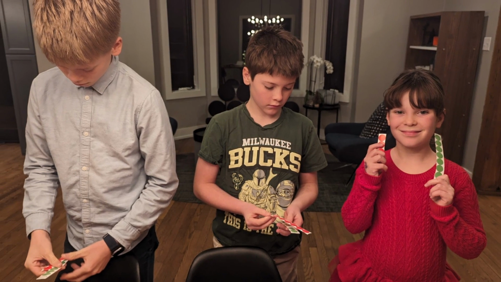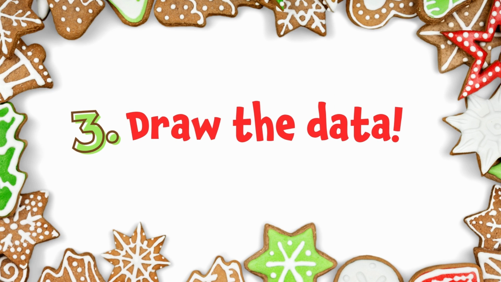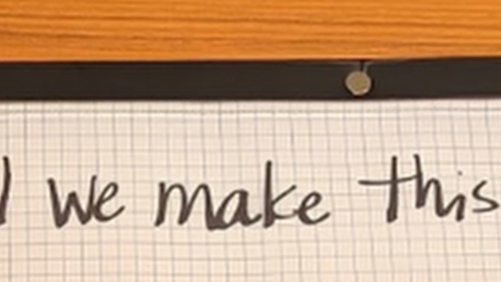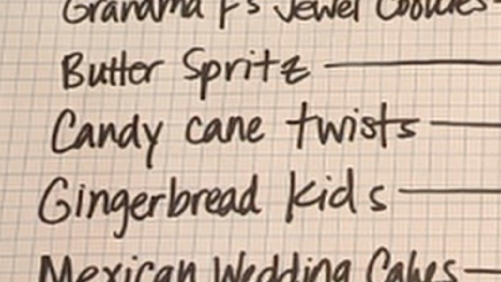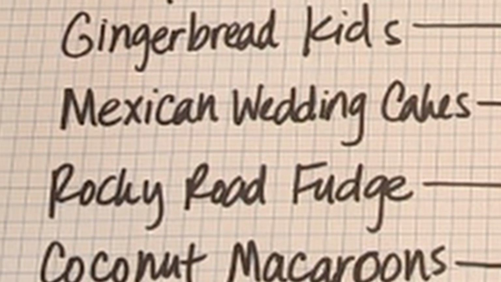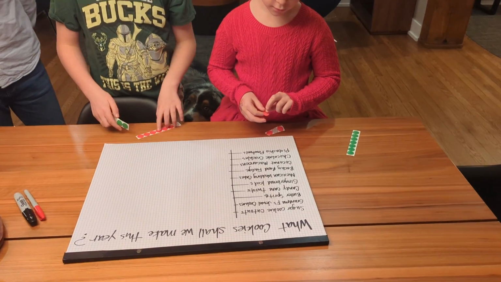Finally, we graphed the data. I wrote the question we sought to answer at the top of a big piece of paper: what cookies shall we make this year? Then listed the options. My kids took turns putting 1 sticker at a time, following how they'd planned to allocate their points.